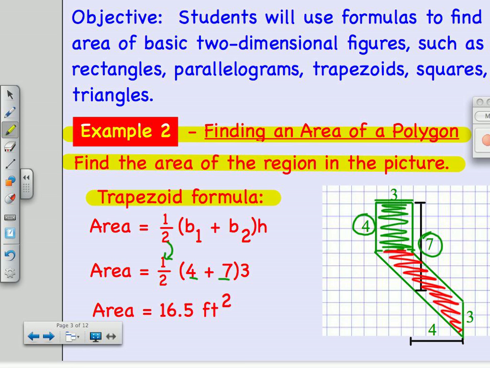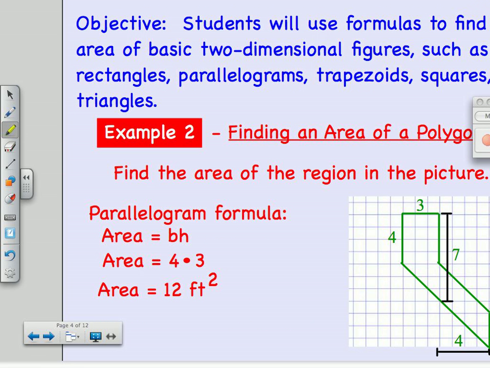So we're basically looking at this figure turned on its side. Okay? Height, sorry, is 3. So 4 plus 7 is 11. So we're going to say half of 11 times 3. Half of 11 is 5 1/2. 5.5 times 3 is 16.5. All right? Alrighty then. Next one.